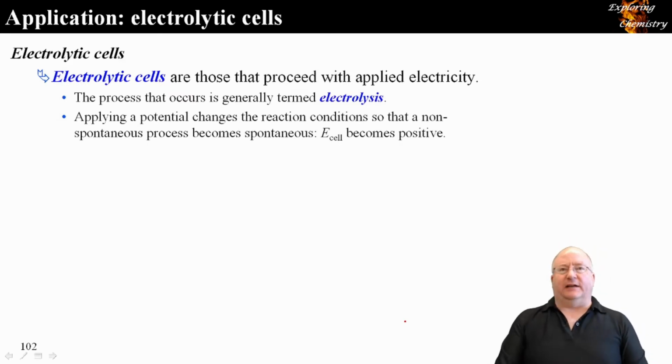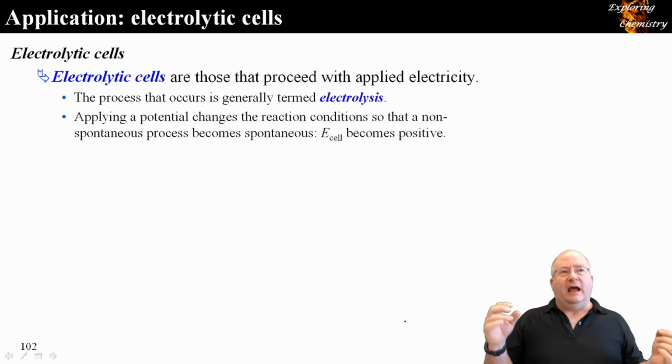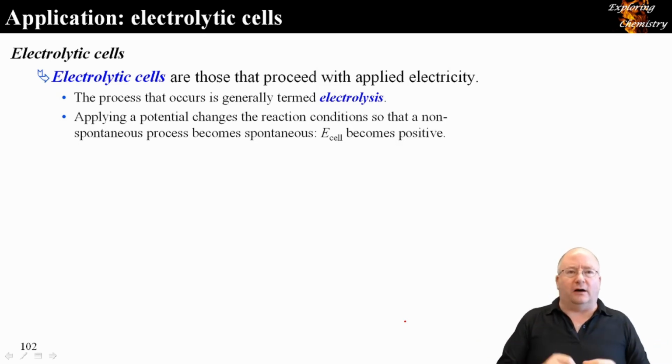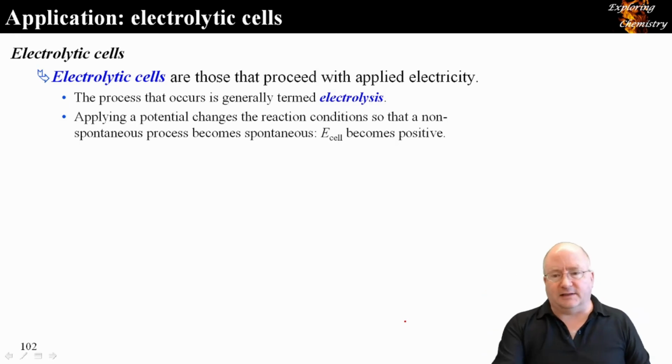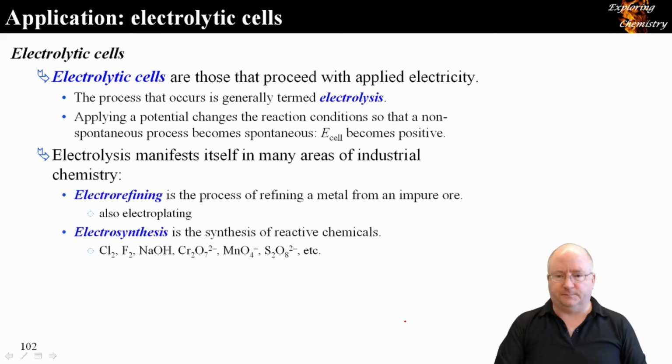The last example is that of electrolytic cells, those that proceed with applied electricity. You need electric current and voltage to come in and turn what is normally a non-spontaneous process into a spontaneous one. The one example that we had at the very beginning of the thermodynamics unit was the hydrolysis of water. It takes something greater than 1.22 volts to hydrolyze water to give you hydrogen and oxygen gas. So applying a potential changes the reaction conditions to make the process spontaneous.